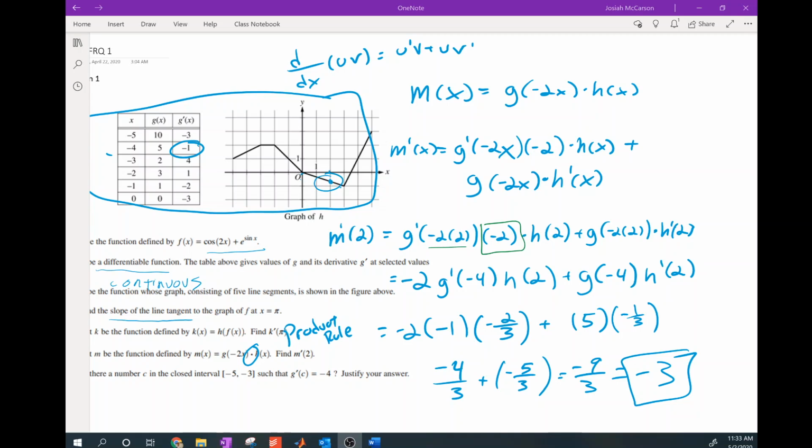Once again, I'm going to leave it here for a few seconds. You can pause it, look it over, and then I'm going to clear the screen and we're going to do part D, the last section.